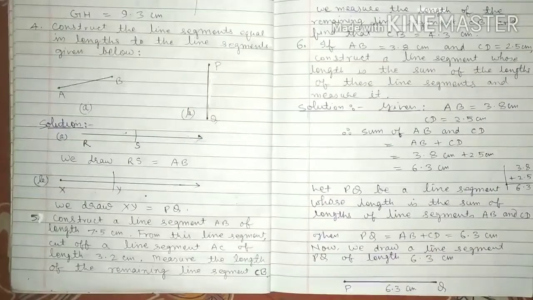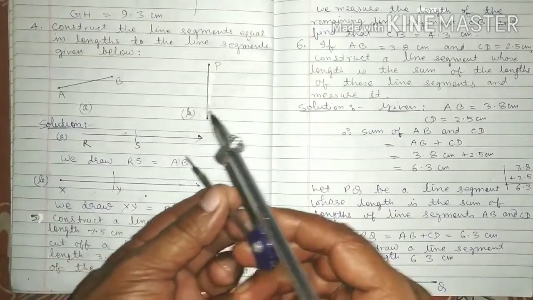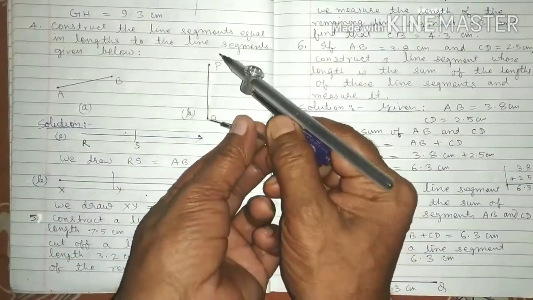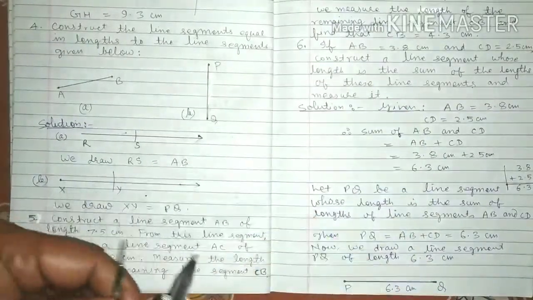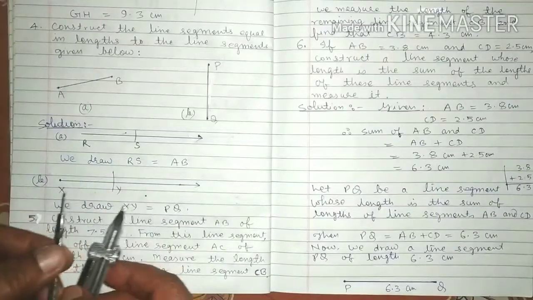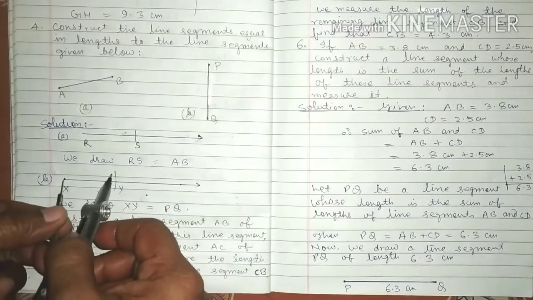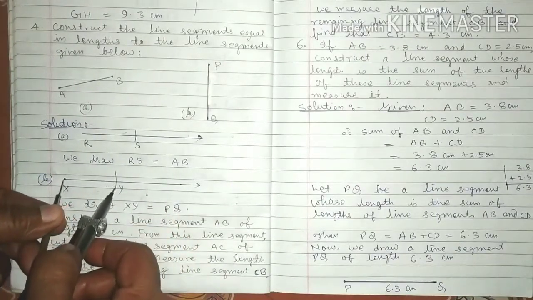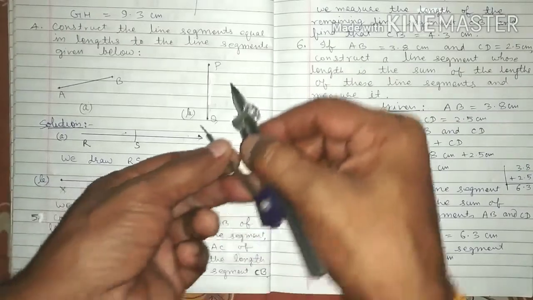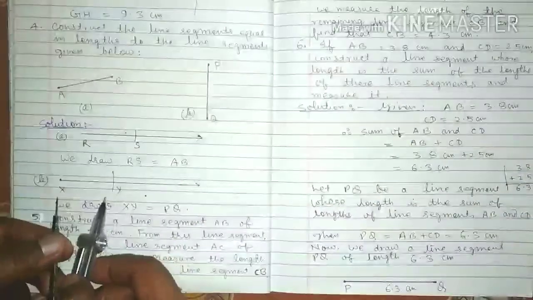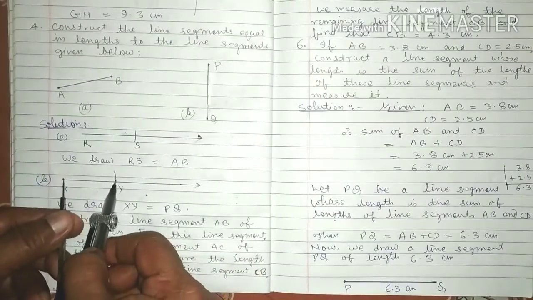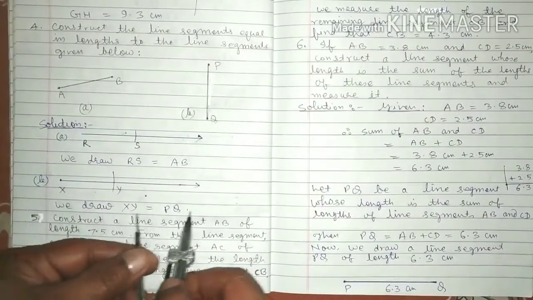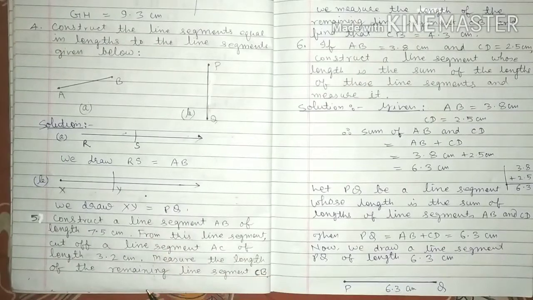Now question number B. We draw a ray, we measure PQ with the help of the compass. We put the end of the compass at X and we draw an arc which is equal to the length of the line segment PQ, which cuts this ray at Y. So XY is equal to PQ. This is the answer of question number B.